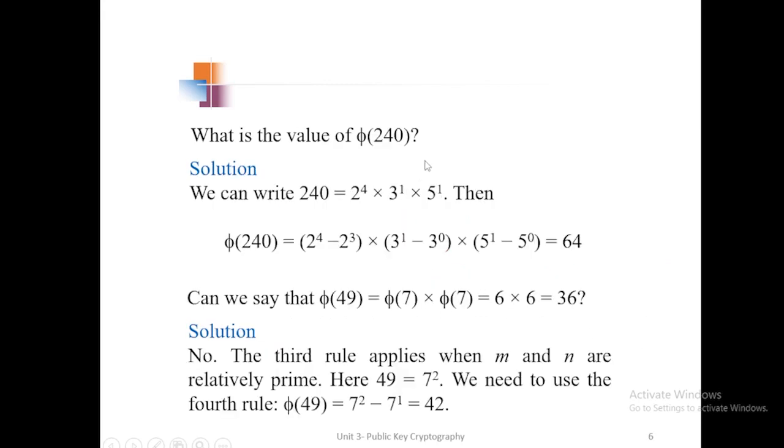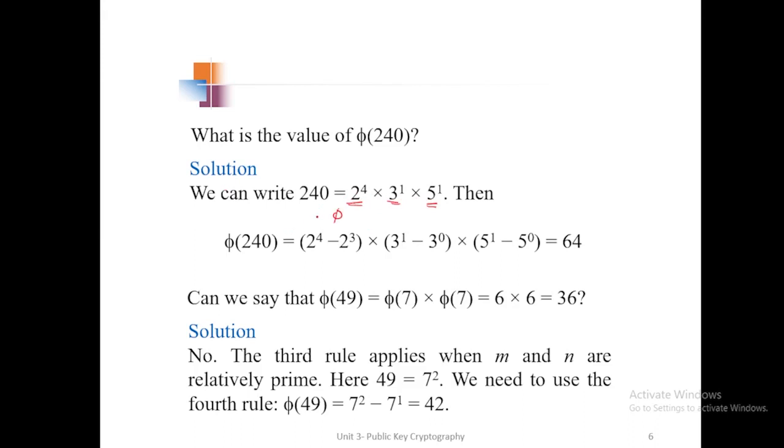Let us take another example, phi of 240. 240 can be written as 16 into 3 into 5. 16 can be rewritten as 2 power 4. So these are the three factors, m, n and p. So this is phi of 2 power 4.